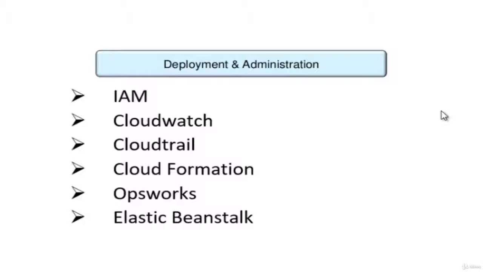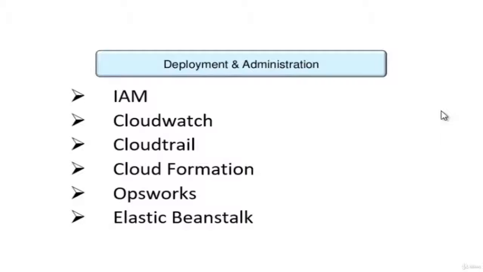This is in continuation with Concepts and Components part. Now in this video, we will discuss the deployment and administration component of AWS infrastructure. The deployment and administration component consists of IAM, CloudWatch, CloudTrail, CloudFormation, OpsWorks, and Elastic Beanstalk.